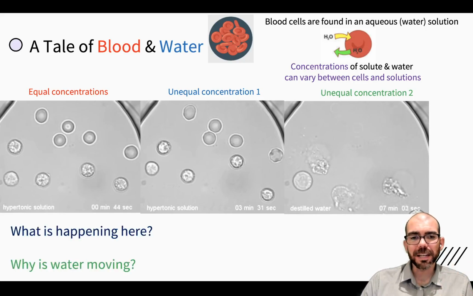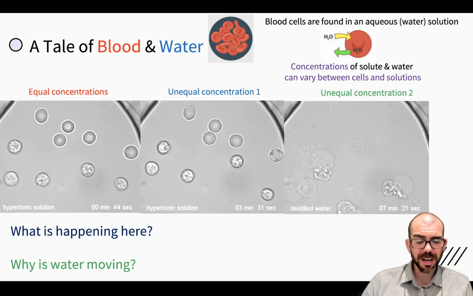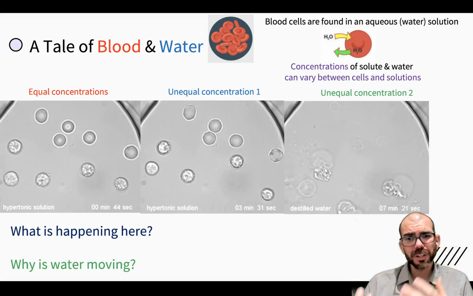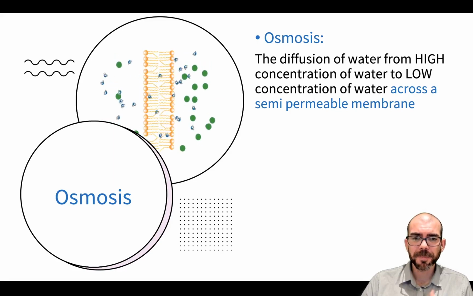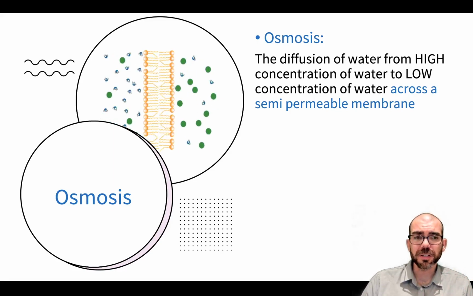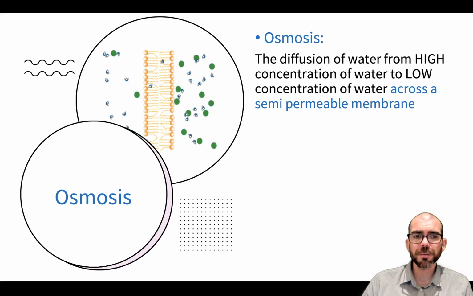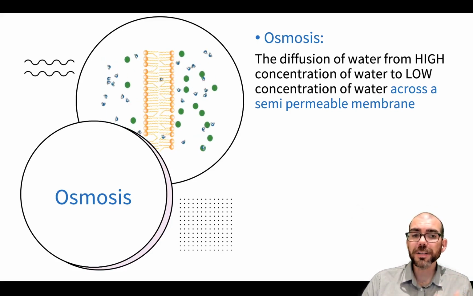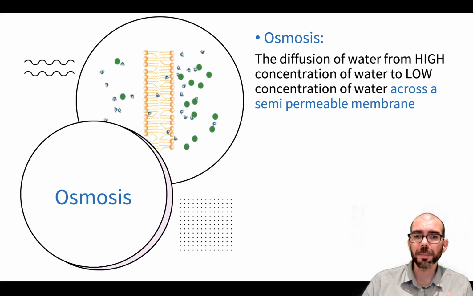So what's happening here? Why is water moving in the first place? Why are these cells either shrinking or swelling and splitting instead of just staying the way they normally are in the first solution? This is an example of osmosis. Osmosis is a diffusion of water from a high concentration to a low concentration across a selectively or semi-permeable membrane.